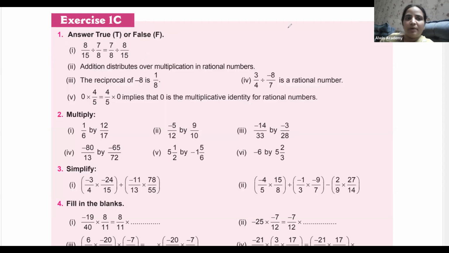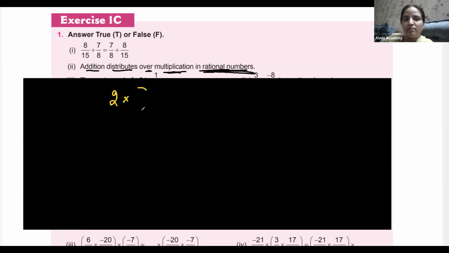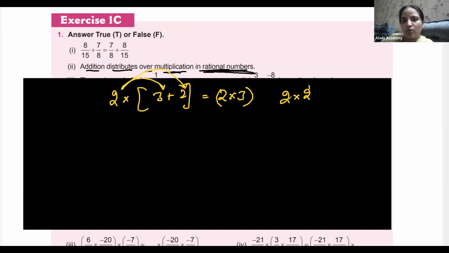Okay, let's do the next part. The next part says addition distributes over multiplication in rational numbers. So let's see what they are saying. If I write this as 2 times 3 plus 2, they are saying we can distribute it like this: 2 times 3, and now we can multiply 2 with 2 as well, 2 times 2, and if you add both, you'll get the same answer.